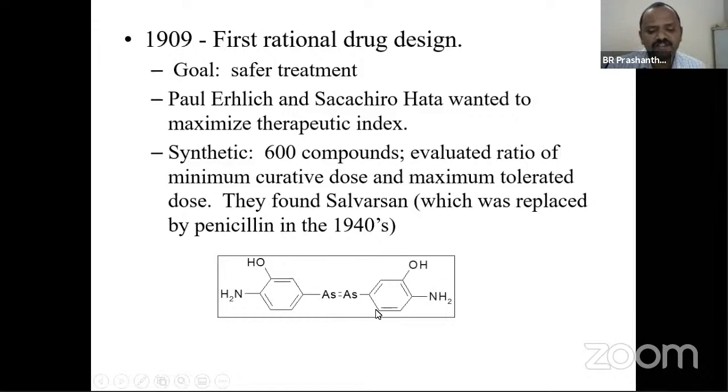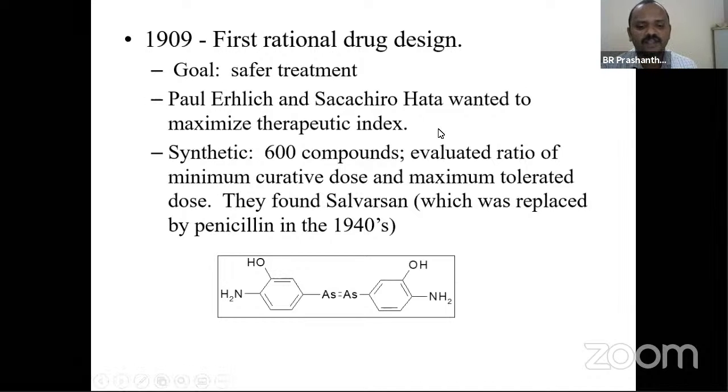Just look at the structure of Salvarsan, my dear friends. You can see that there are two arsenic atoms. Today, if you do the limit test for arsenic, it will never pass the limit test for arsenic.